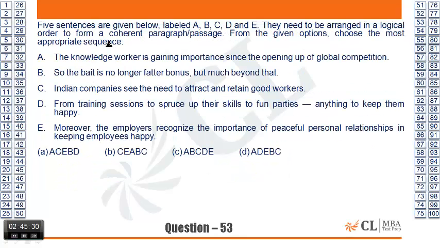Okay, so jumble sentence. The knowledge worker is gaining importance with the opening up of global competition. Global competition, knowledge worker. So the bait is no longer just factor bonus, but much beyond that. Indian companies see the need to attract and retain good workers, from training sessions to spruce up their skills, to fun parties. This is so. Moreover, employees recognize.